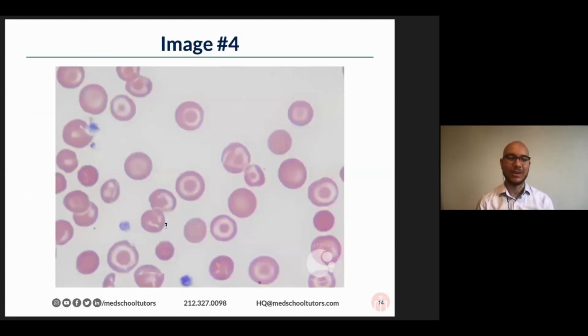Here's the next one, very classic image. And the chat is all over this, beautiful. So a lot of folks are saying target cells, that's exactly right. Now what I would love to see in the chat is, what are some diseases that would lead to this particular presentation? So we've identified target cells. I'm seeing thalassemia, that's absolutely correct. I'm seeing hemoglobin C disease. Yep, that's perfect. Any other diseases? Go ahead and put them in the chat. Another 10 seconds, and then we'll reveal the answer.